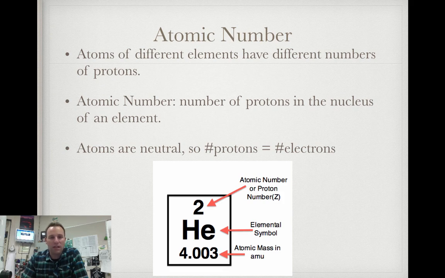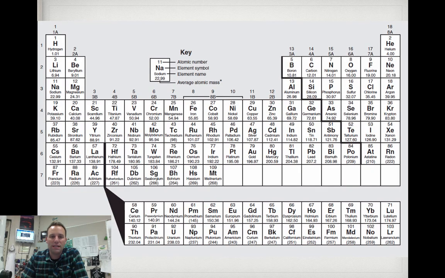What identifies the element is the number of protons. If you change the number of electrons, it's still the same element. If you change the number of neutrons, it's still the same element. But if you change the number of protons, then you have a whole new element. If you look at the periodic table, you can see that it's organized by increasing atomic number.